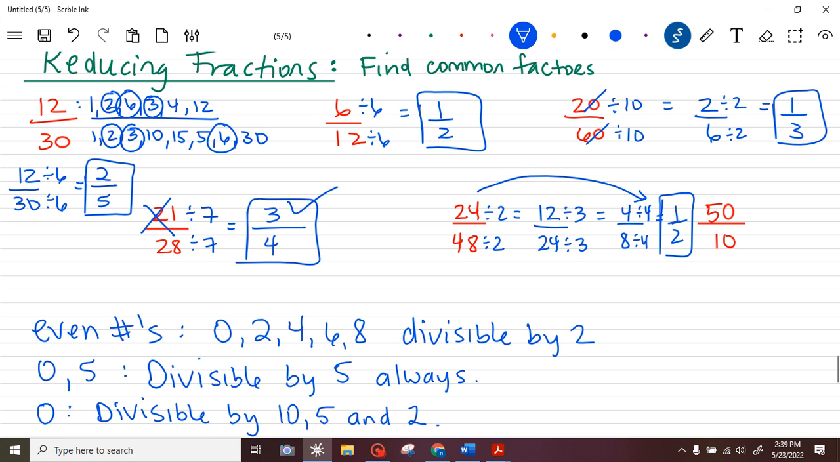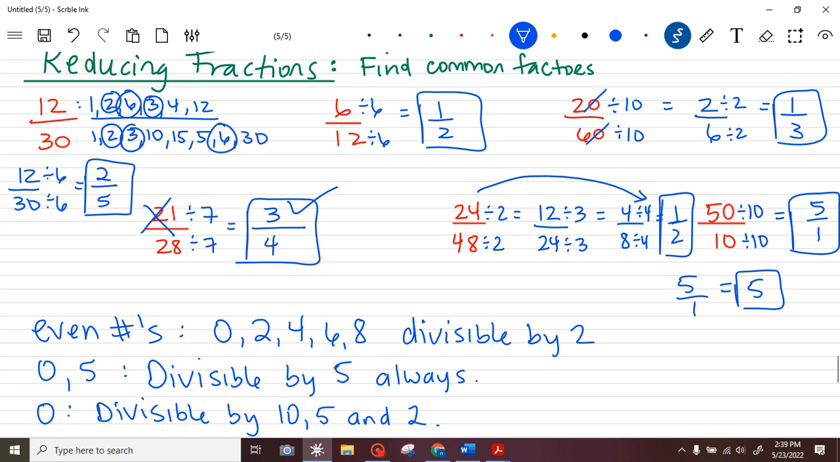And the last one, 50 over 10, they share a 10. So if we divide by 10 and we divide by 10, then we'll have 5 over 1. So 5 over 1 is the same as just 5. So however you want to represent it, it's the same. There's a 1 under everything.